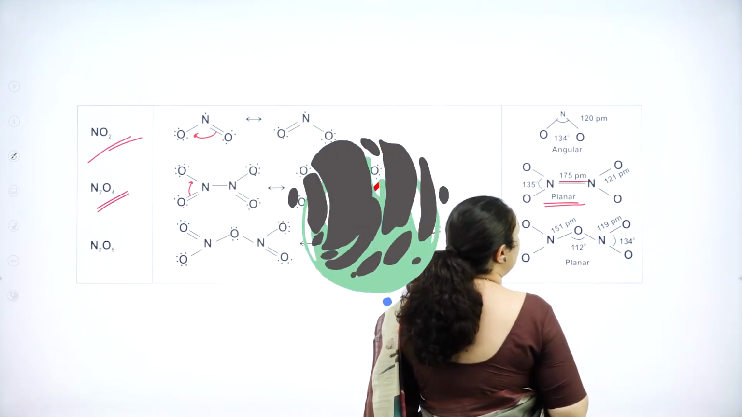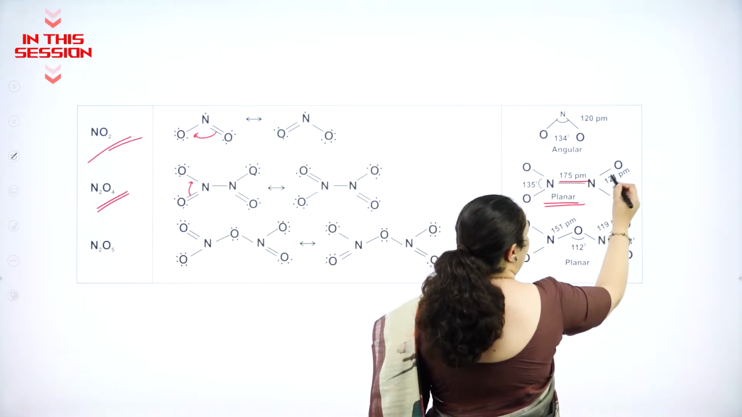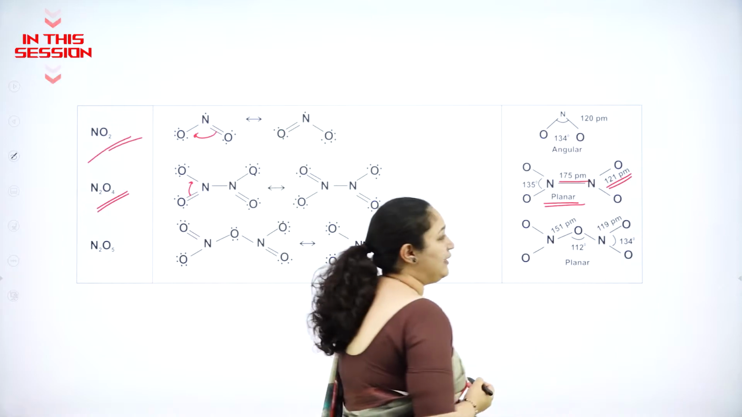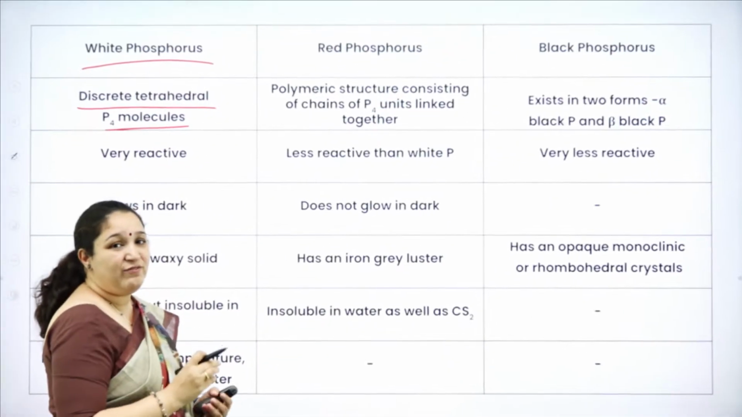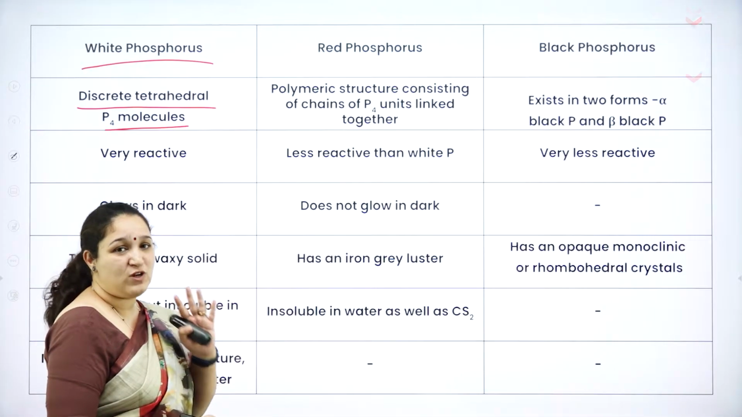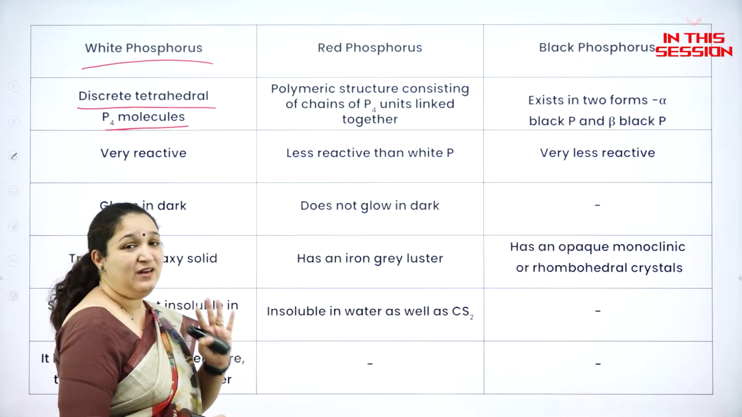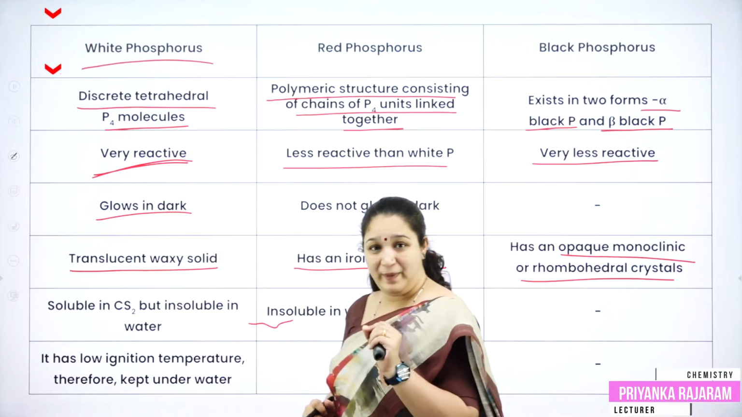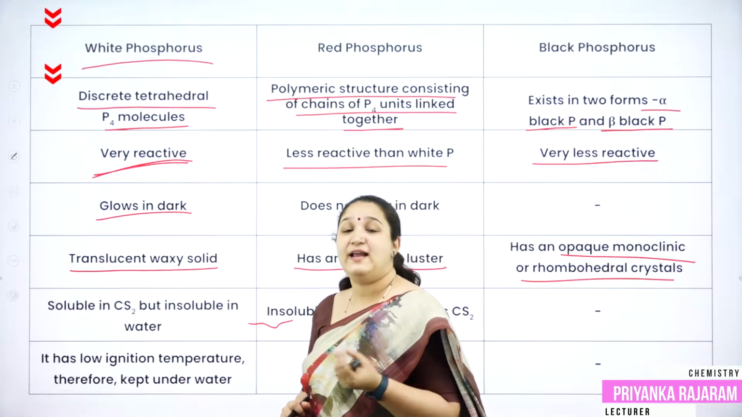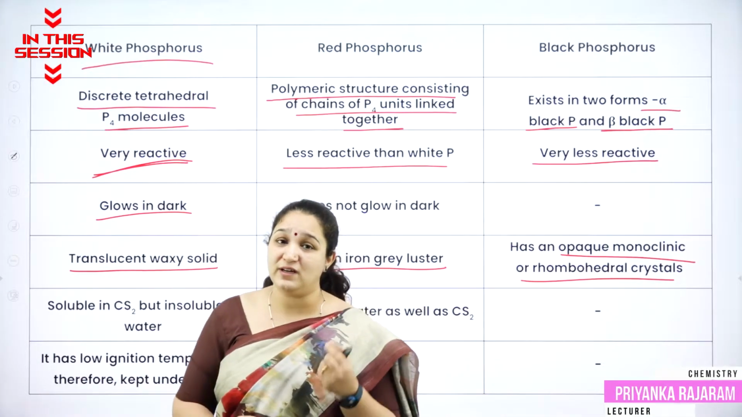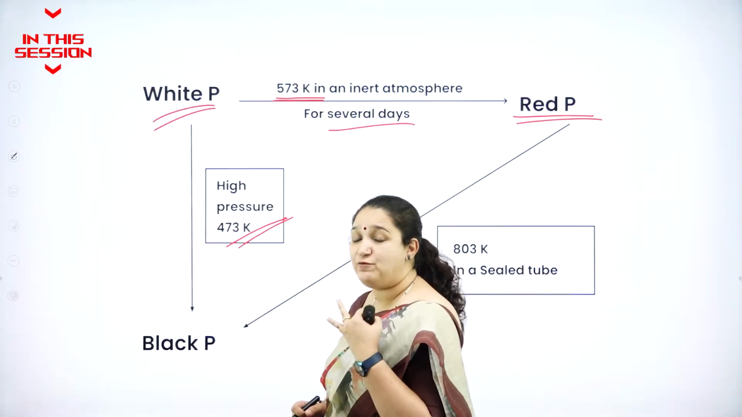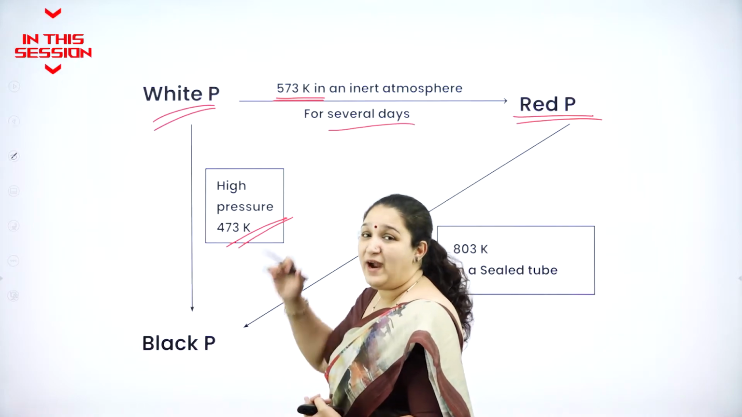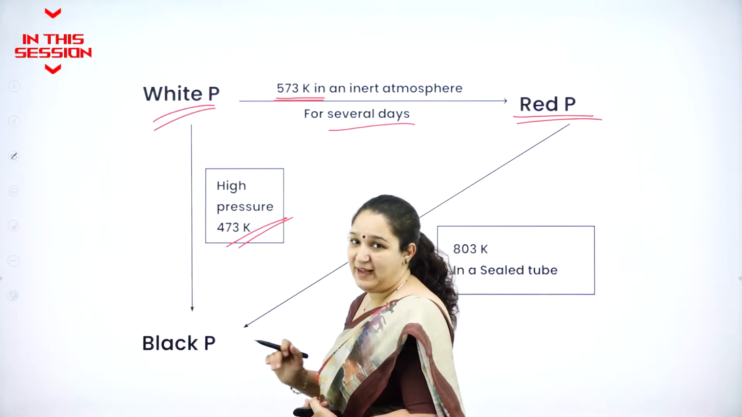Bond angle is 135 degrees, and nitrogen to oxygen, the bond length is 121 picometer. So every molecule has 4 phosphorus atoms in white phosphorus. Black phosphorus is opaque, that's why we call it black, and it has monoclinic or rhombohedral crystals. At high pressure and 473 Kelvin, white phosphorus can be converted to black phosphorus.